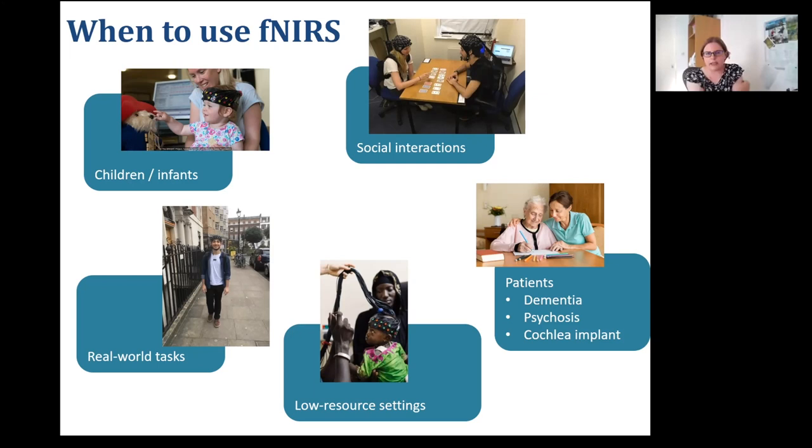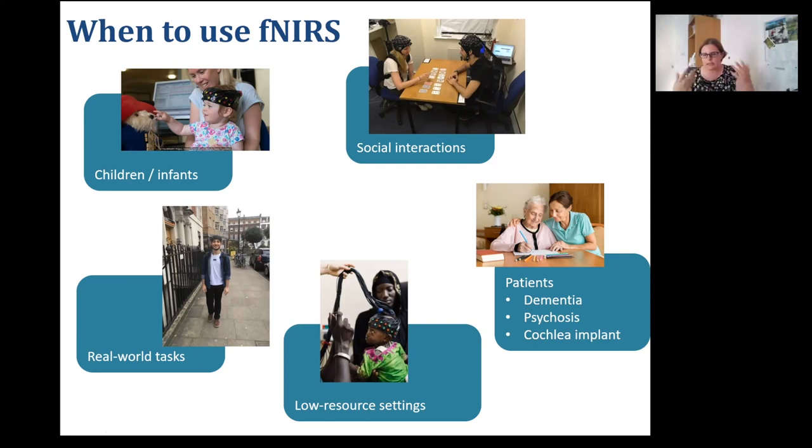It's useful with many patient groups who may be unable to go into an MRI scanner: people with cochlear implants, people with movement disorders or mental health conditions that mean that they can't go in a scanner. And then it's very, very interesting.